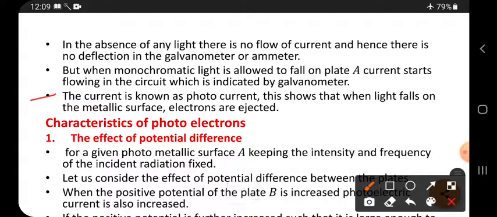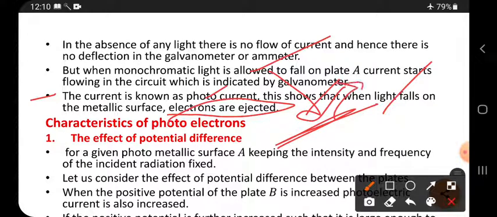That current is known as photocurrent. This shows that when light falls on the metallic surface, electrons are ejected. So this process shows that when light falls on the metal surface, it gives electrons.